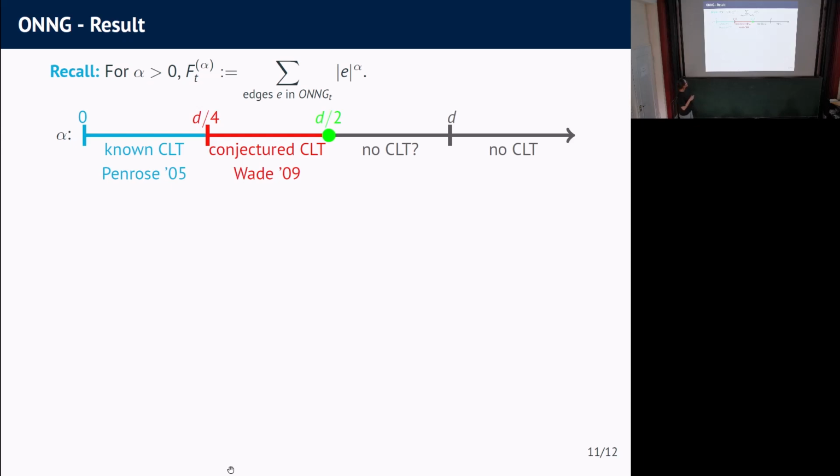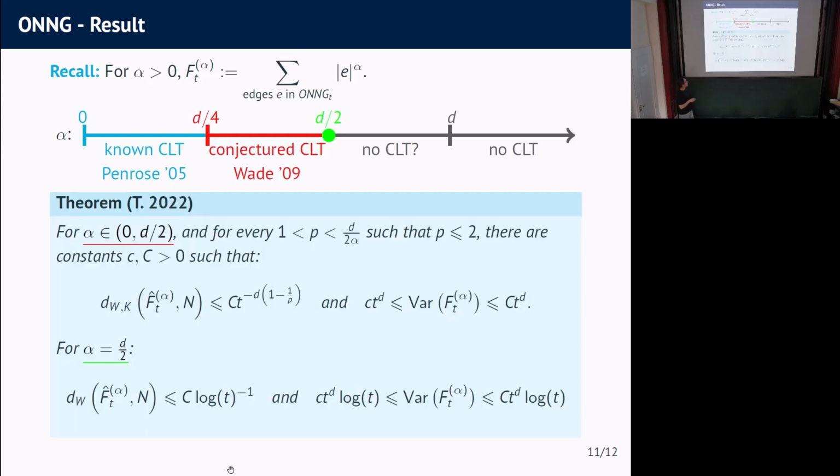And then between 0 and d over 4, there was a central limit theorem shown in 2005. Between d over 4 and d over 2, it was conjectured in 2009, and it's been open since. d over 2 was also conjectured to be a critical point, which it is, as we will see in a second. So with this previous theorem, we can now give a central limit theorem for this entire range here.